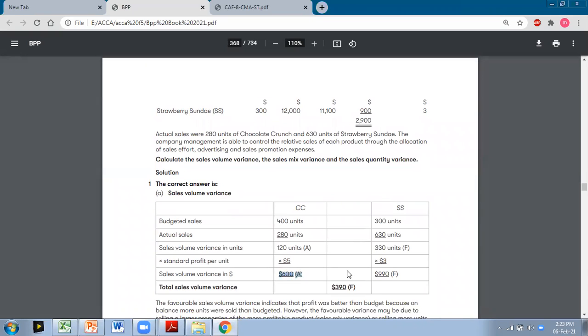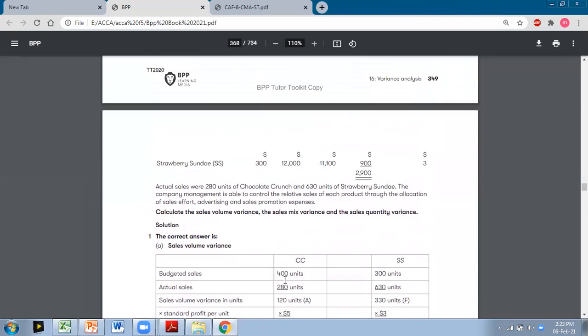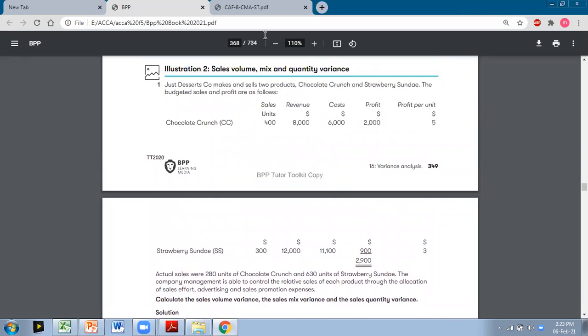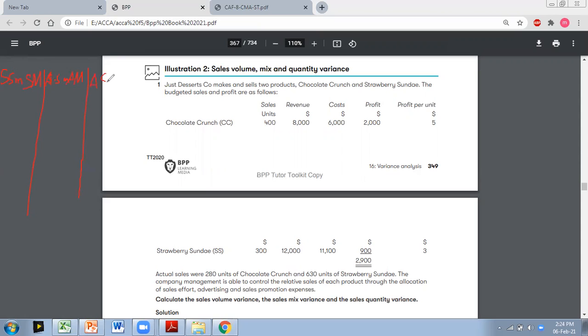Look at here, it is 600 and 990, right? And the total volume variance is 390 if you add both of them. Now we have to calculate the mix and yield variances, right? We're going to draw the columns: standard sales in standard mix, standard sales, actual sales in actual mix, and actual sales in standard mix, you have to note this down.